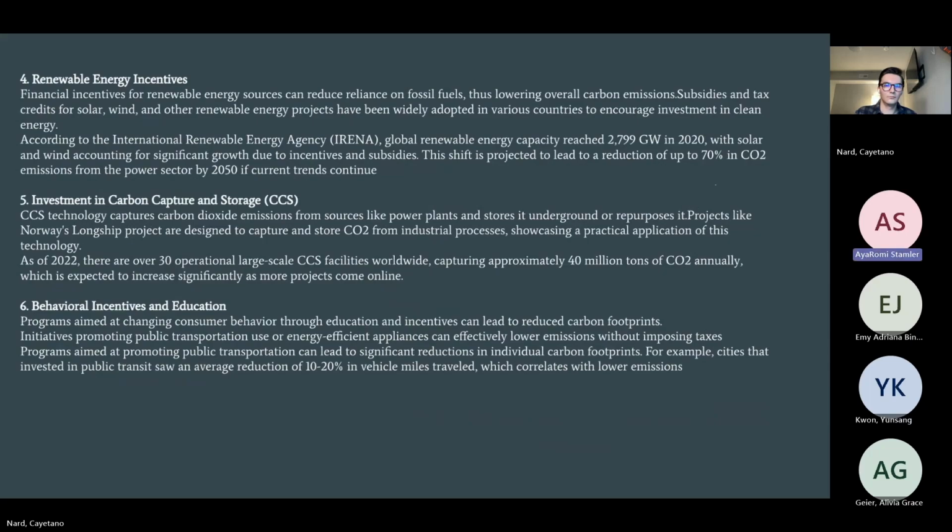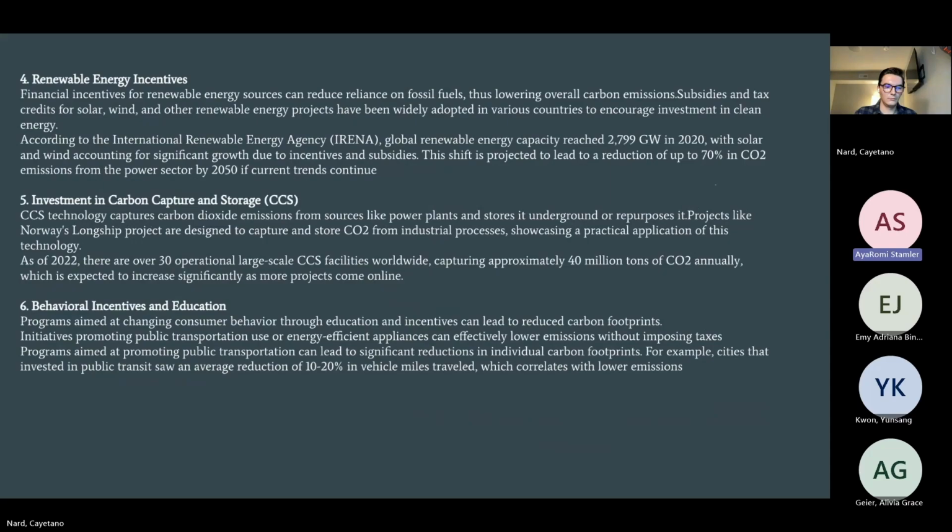Another one, from a different perspective, is investment in carbon capture and storage. This technology captures carbon dioxide emissions from sources like power plants and stores it underground or repurposes it. Projects like the Norway Longship project are designed to capture and store CO2 from industrial processes. And we can see that by 2022, there are over 30 operational large-scale CCS facilities worldwide, capturing approximately 40 million tons of CO2 annually.